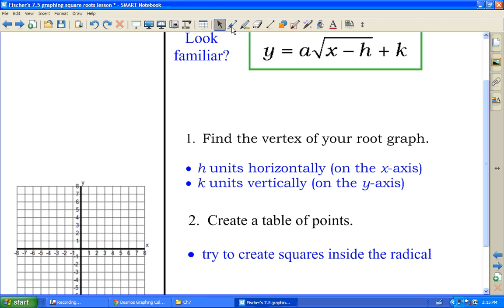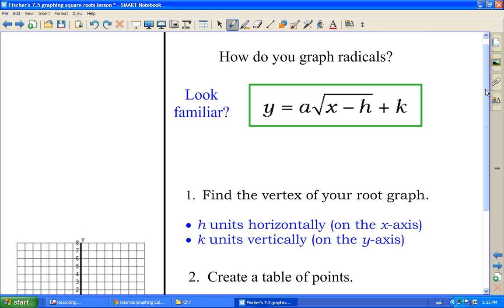This presentation is a continuation of a previous one where we're going to show some examples this time and cover cube roots as well as square roots. From the last presentation, we noticed that our format here is in what we call vertex form, where A is a coefficient out in front of the radical that's going to change the shape of the radical.